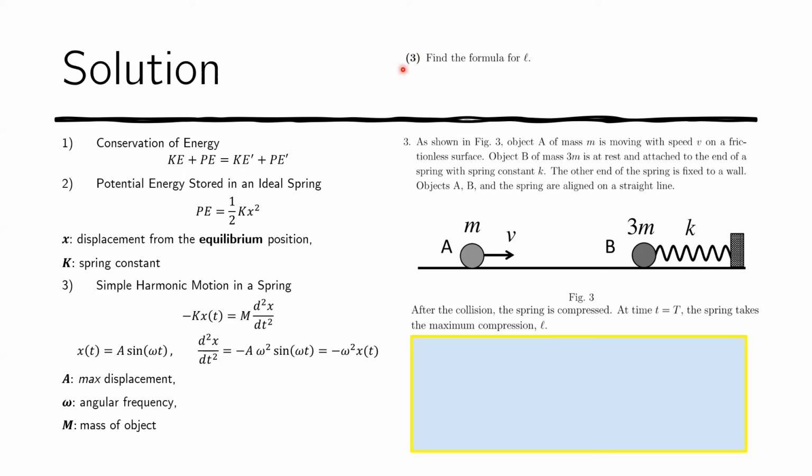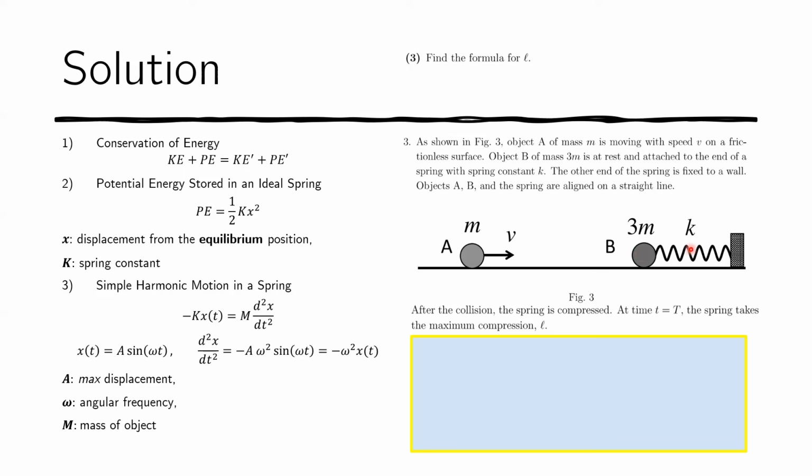Then for problem 3, we are asked for the formula for L, which is the maximum compression of the spring. Now, let's think about what happens at the maximum compression and what holds during that. We know that the conservation of energy holds at any point, so even during maximum compression, this relationship holds. Also, if the spring is at maximum compression, it is about to come back, right? Because if it keeps moving forward, then it was not at maximum compression. So it would have to return to the equilibrium position.